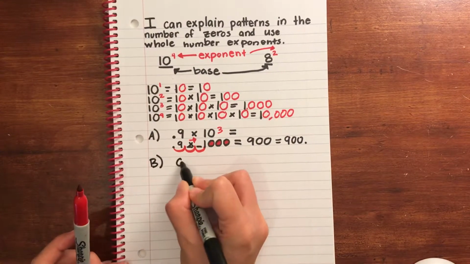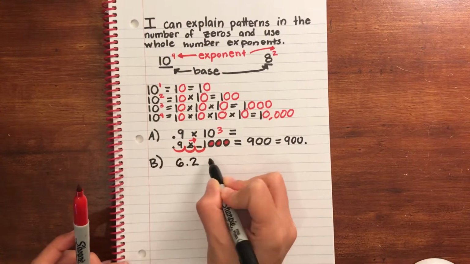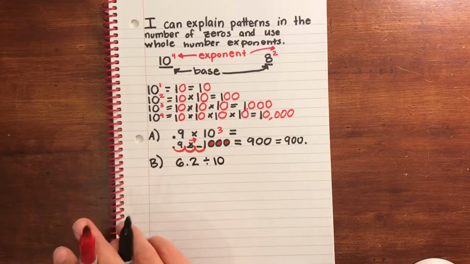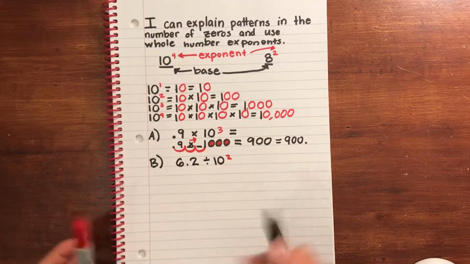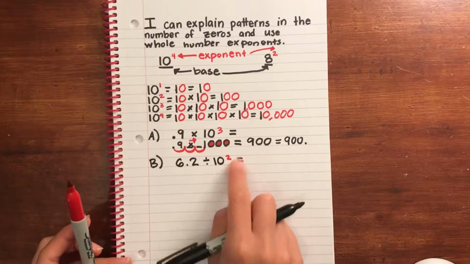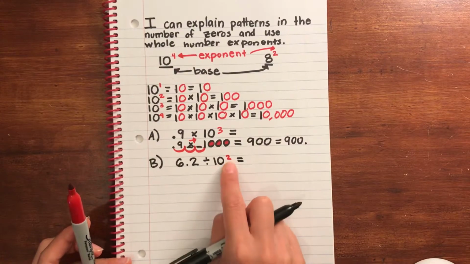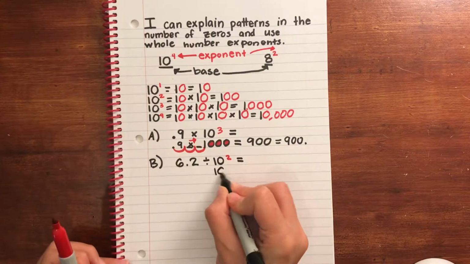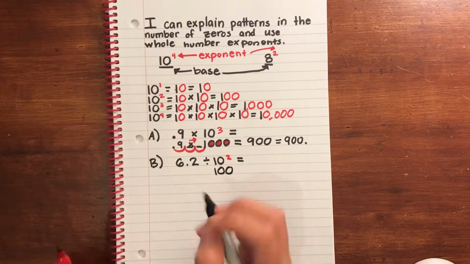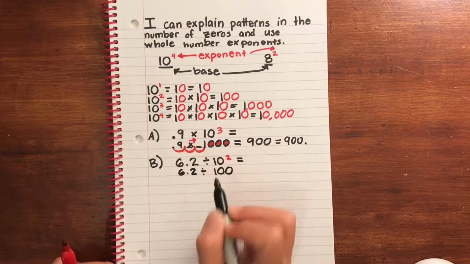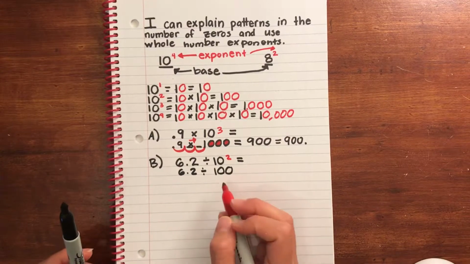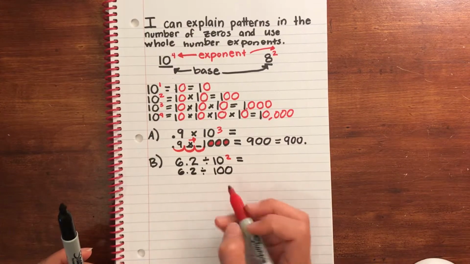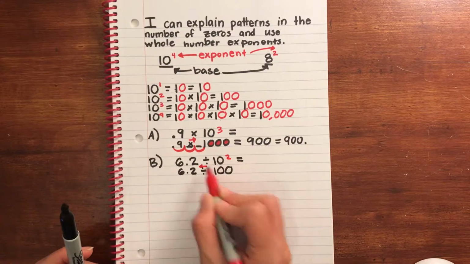All right, let's do one division. This time we use 2 digits, so 6 and 2 tenths divided by 10 to the second power. Okay, again, looking at the exponent first, the power of 10. So 10 to the second power in standard notation is simply going to be 100 because it's 10 times 10. Bring everything else down. I'm dividing by a whole number. I'm going to decrease the value of the first number, moving the decimal to the left.